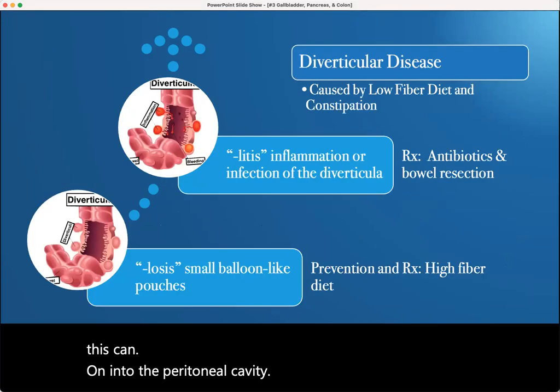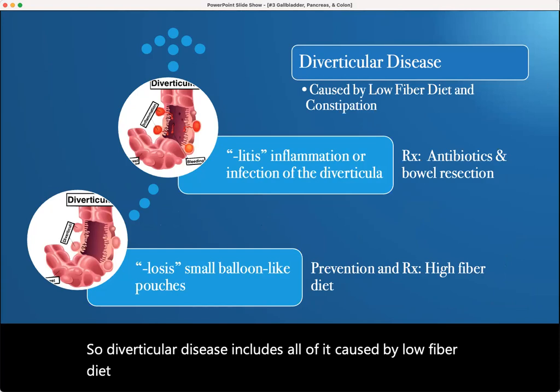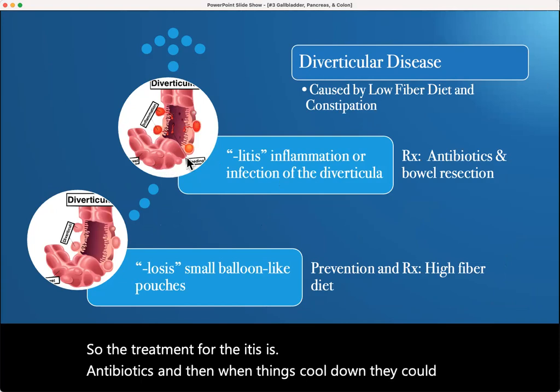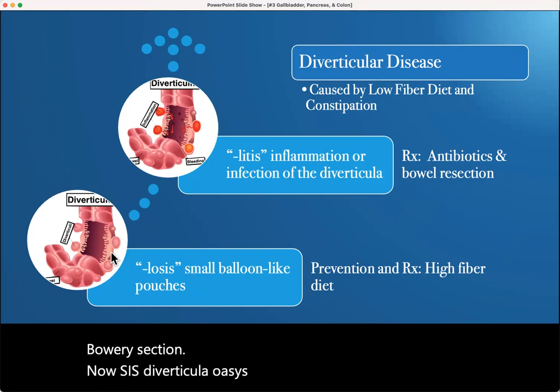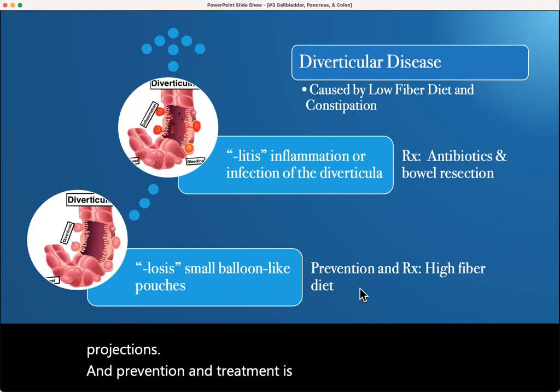So diverticular disease includes all of it, caused by low fiber diet, chronic constipation. So the treatment for the itis is antibiotics. And then when things cool down, they could do a bowel resection. Now, osis, diverticulosis, are these small balloon-like projections. And prevention and treatment is a high fiber diet.